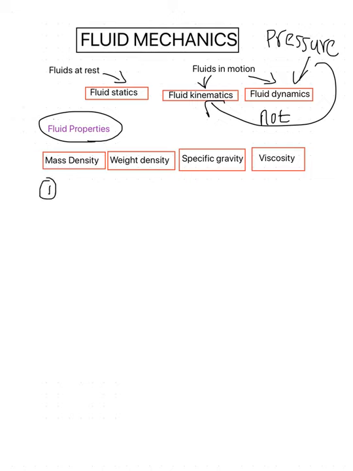The first one is mass density. Mass density is also called specific mass. In simple definition, specific mass or mass density is mass by volume. We know density is mass by volume, so if we simply say density, it is referred to as mass density itself.